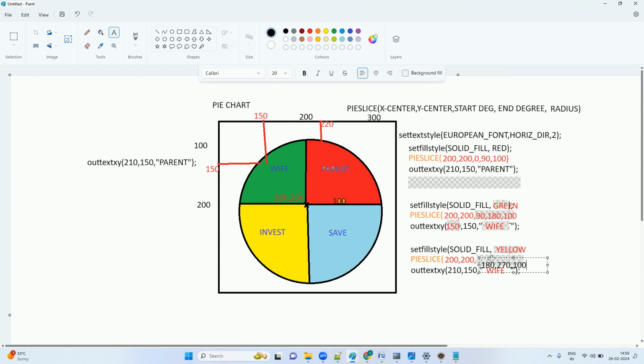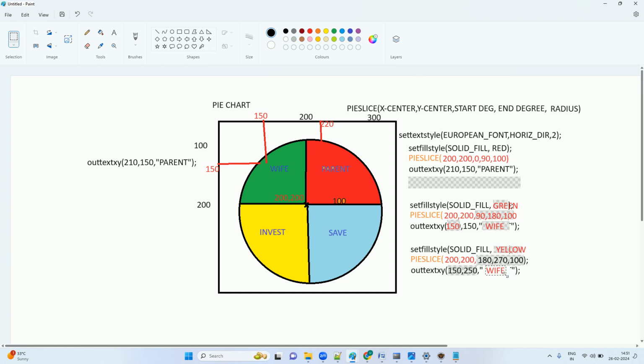Okay, now I am trying to write over the invest. So what will you say the coordinate of invest is? 150 and 250, right? 150, 250. 150 and 250, assuming. And right over there, you invest that amount.